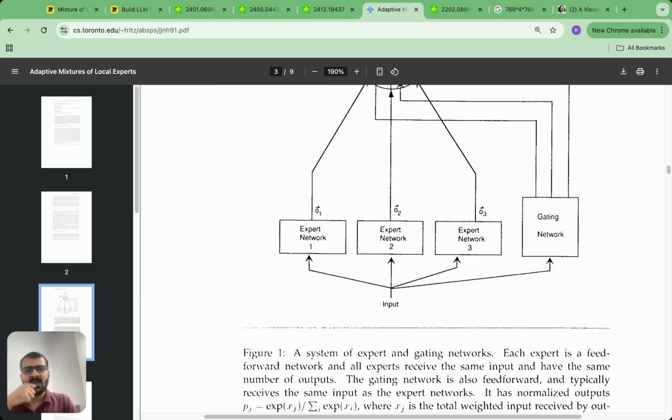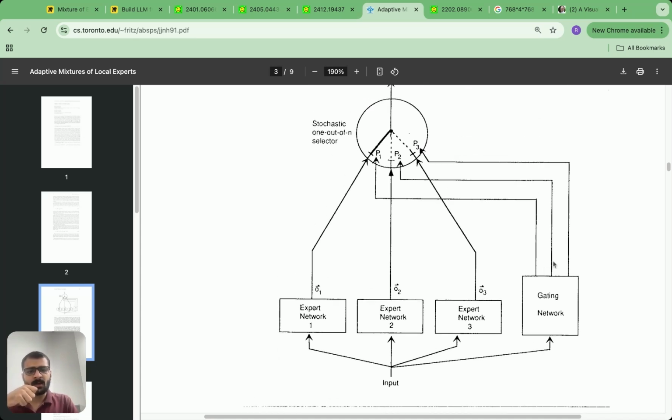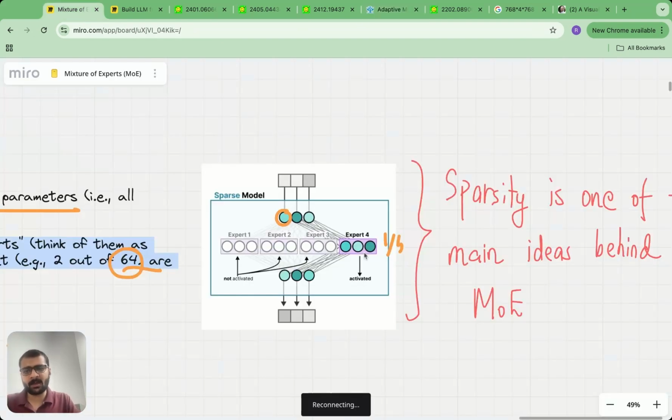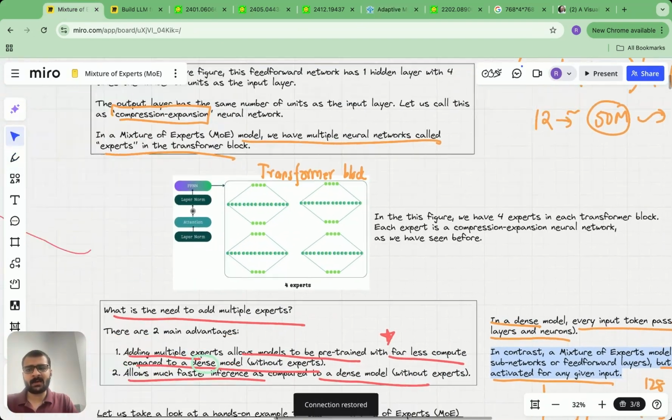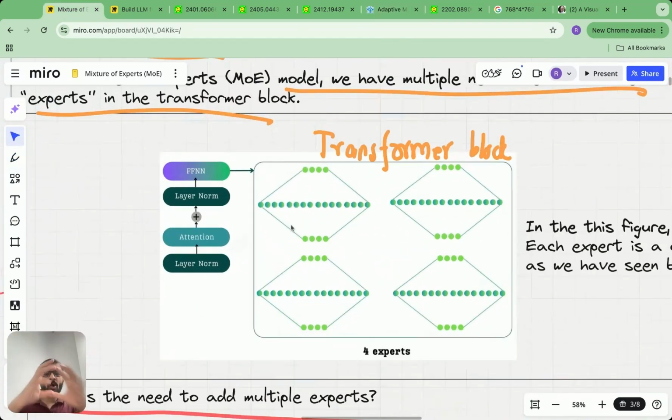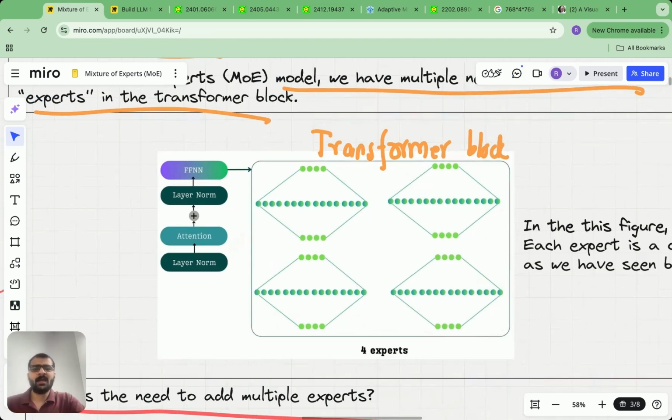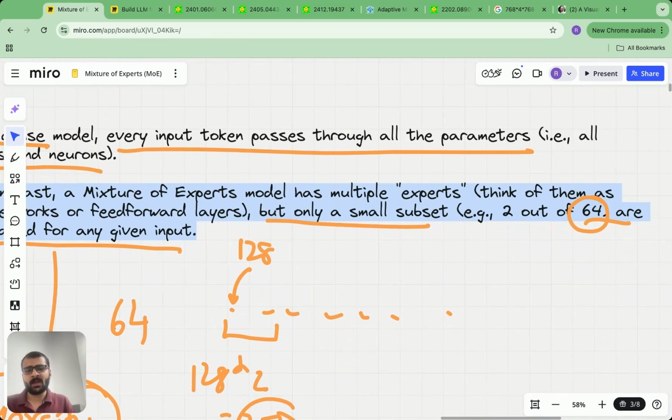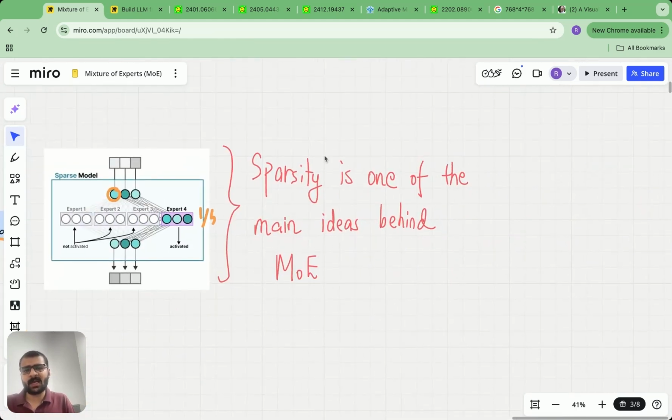There is a thing called a selector or a gating network, which basically selects which expert to use for the given token. We'll come to the mathematics later. For now, just remember that for every token, we don't have all the experts activated, but only a selected set of experts, which is the whole idea of sparsity. Out of this lecture, if there is one takeaway you should have, it is the concept of sparsity.